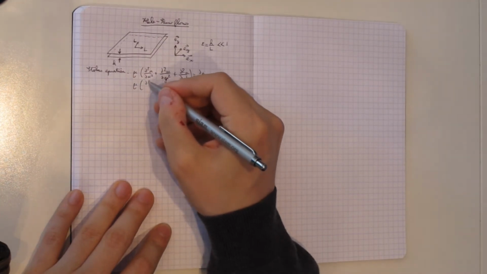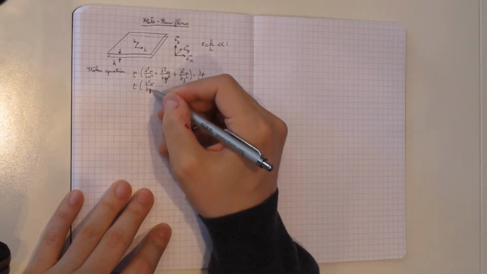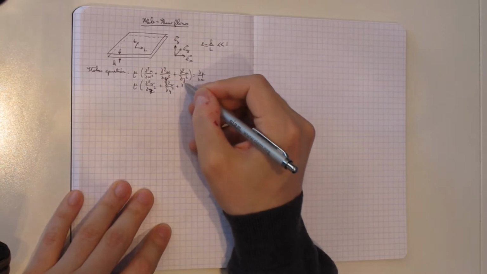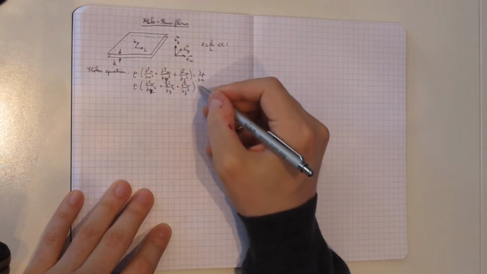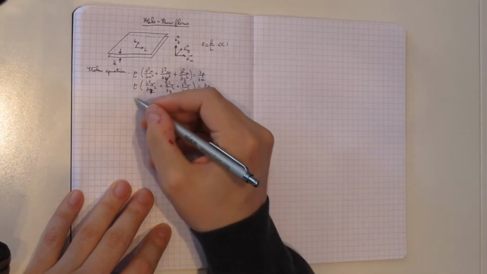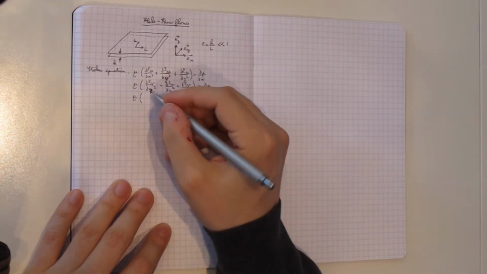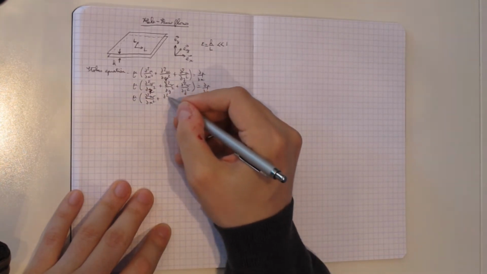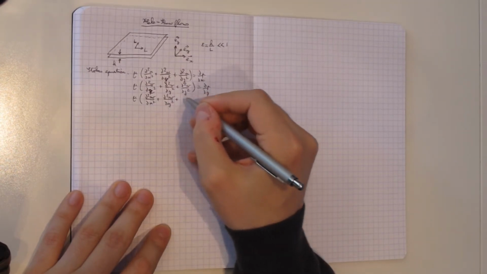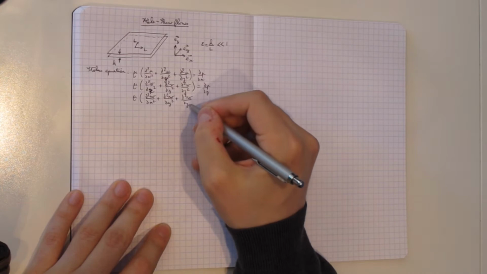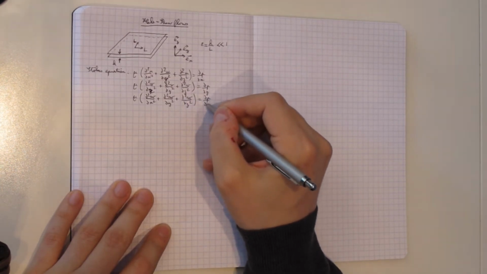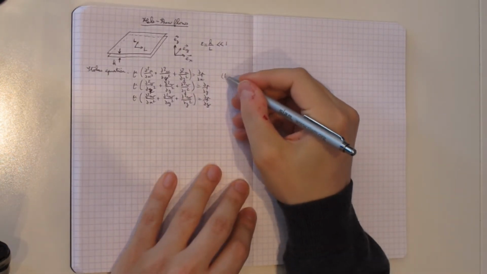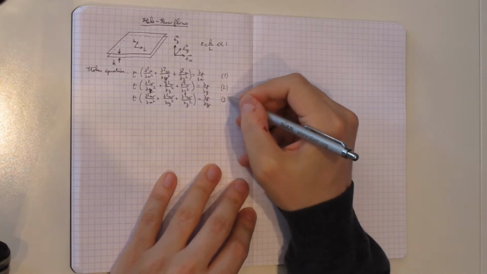Mu (d2v by dx squared plus d2v by dy squared plus d2v by dz squared) equals dp by dy. And in the z direction, we're going to have mu (d2w by dx squared plus d2w by dy squared plus d2w by dz squared) equals dp by dz. So these are my Stokes equations. I'm going to get back to them in a moment, so I'll label them 1, 2, and 3.